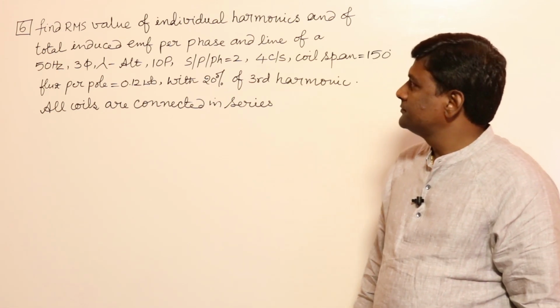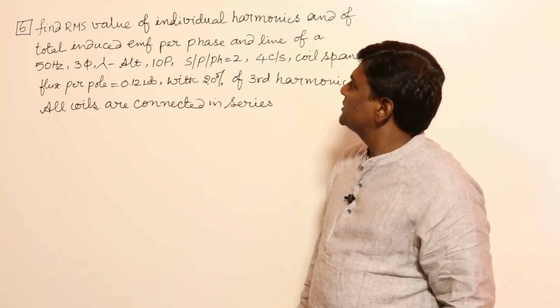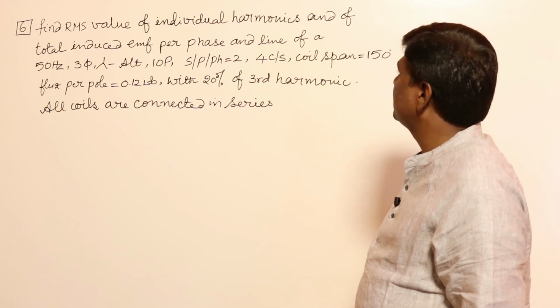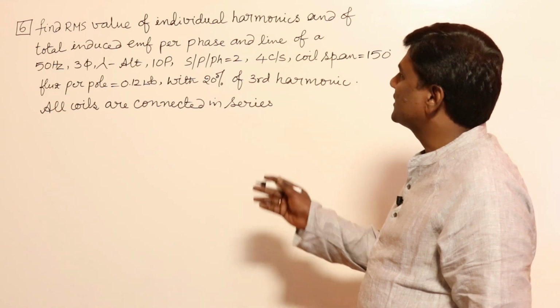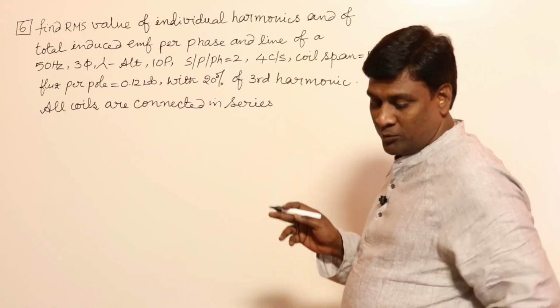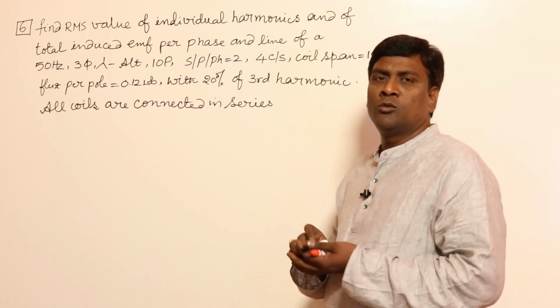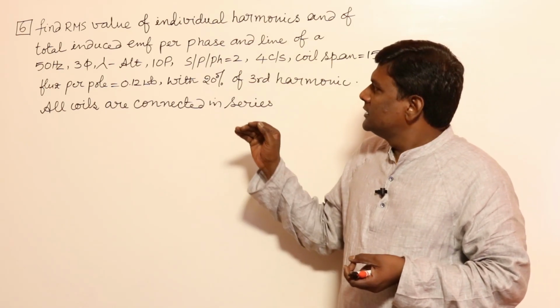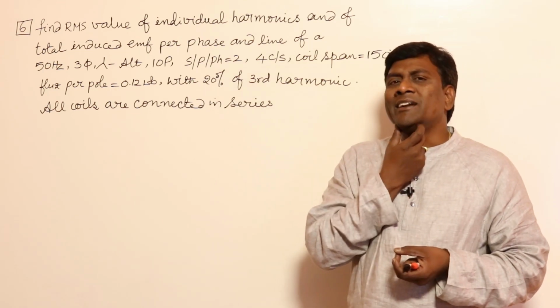In this problem, let us see, find the RMS value of individual harmonics and of the total induced EMF per phase and line of a 50 Hz 3-phase star connected alternator with 10 poles. Basically, the detailed question you can download from our website. So directly I have taken the given data.